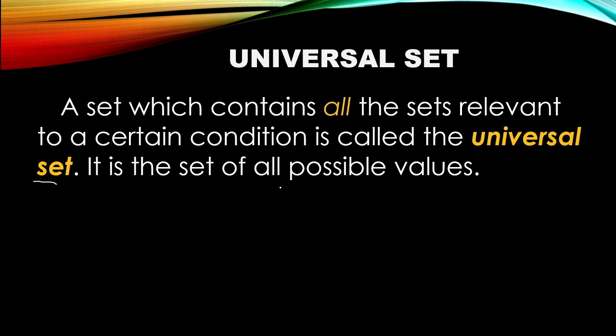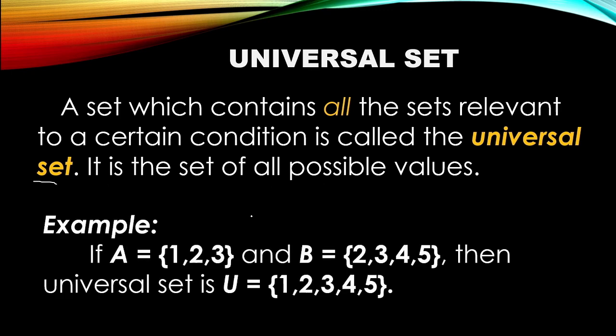It is the set of all possible values. For example, if set A has elements 1, 2, 3, and set B has elements 2, 3, 4, 5, then universal set U has the elements 1, 2, 3, 4, 5. So, yung pinagsama lang po yung element ni set A, which is 1, 2, 3, at 2, 3, 5. Pero, hindi pwedeng maulit yung element sa isang set.